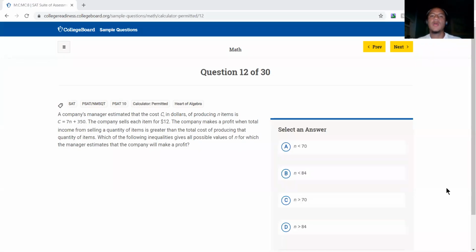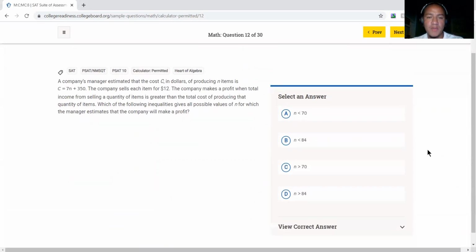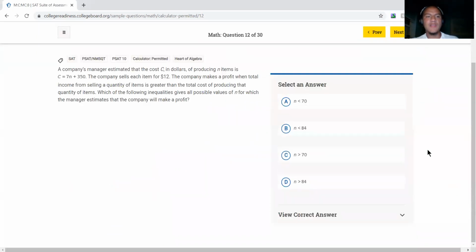So I actually skipped over the last two because they were all about reading tables, which is pretty darn easy. But maybe I'll make a video about it. But I find that mostly everyone's having trouble with algebra, so let's read what it says.